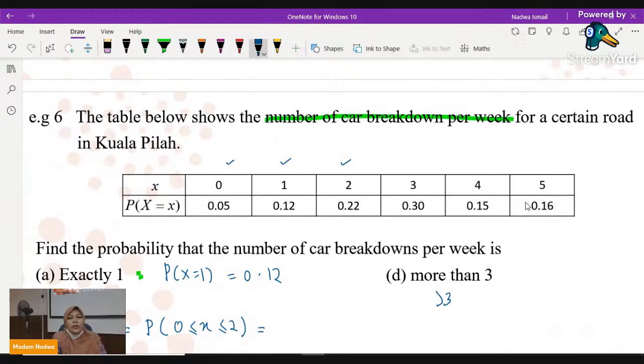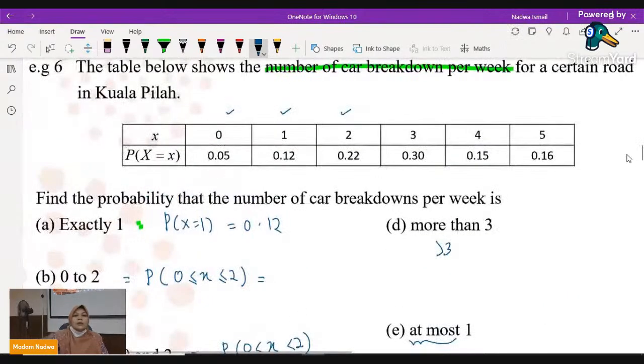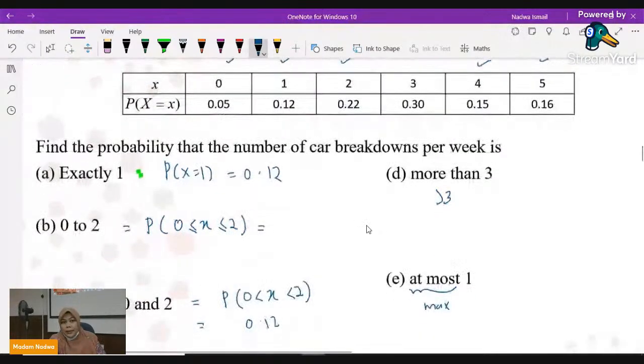Okay, at most and at least are what people often confuse. At most, I like to change it to maximum. Maximum 1 means at most 1. So at most 1 means 0 and 1. If more than 3, that is 4, 5, that is all. So you just read from the table. Like I said, once you have your table for a discrete random variable, you should have no problem doing any question given.